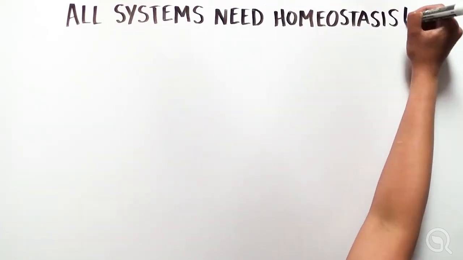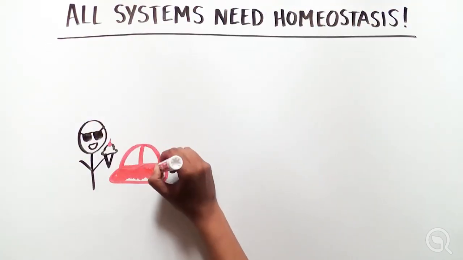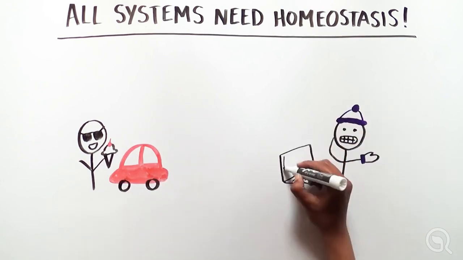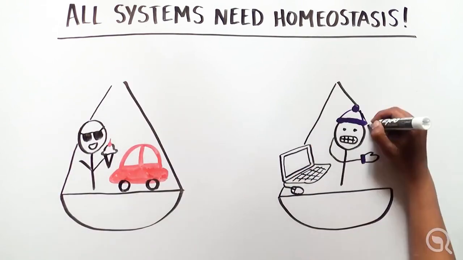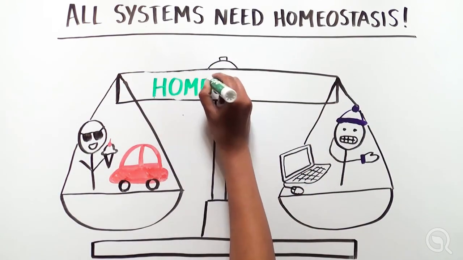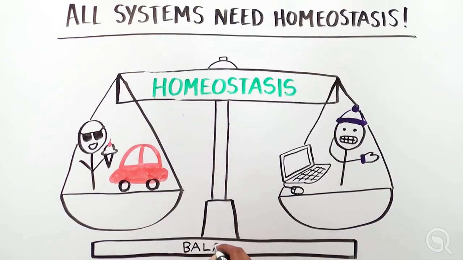As you can see, homeostasis is essential to our overall health. But actually, all systems like cars and computers use these similar mechanisms to function normally. So the governing principles of homeostasis ensure that not only we, but also the world around us is always in balance.